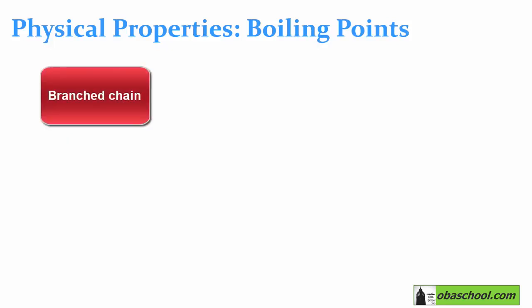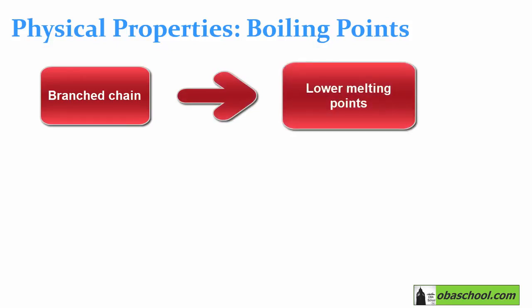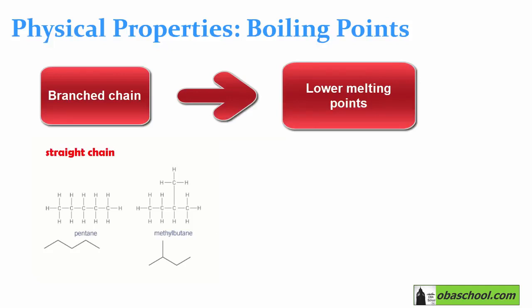Alkanes with branched chains, so those which have side chains, have lower melting points than straight chain alkanes with the same number of carbon atoms. So if we take, for example, pentane and methylbutane, which are isomers, pentane is a straight chain, whereas methylbutane has one branch, which is methyl, and thus methylbutane will have a lower melting point than pentane. And this is because branched chains cannot pack together as closely as unbranched chains, so the van der Waals forces are not so effective, and thus they can be broken easily.